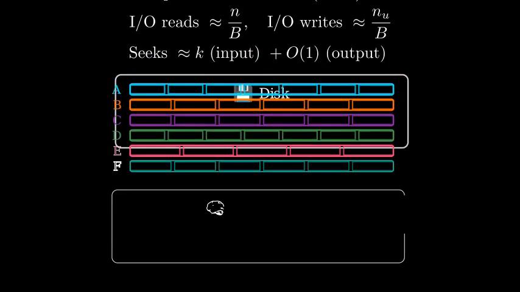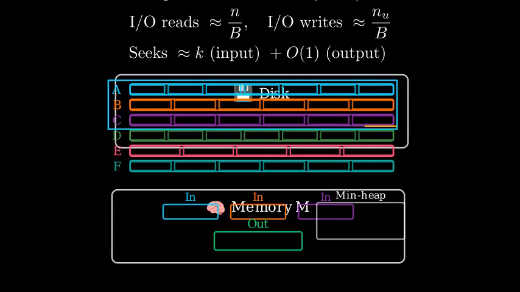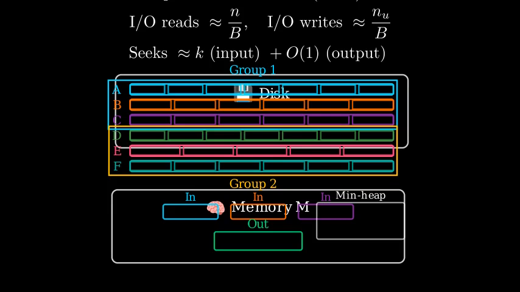If k is too large, so that M cannot hold k plus 1 buffers, we minimize seeks with 2 streaming passes. First pass. Partition arrays into groups of at most M over B minus 1 inputs per group. Merge each group sequentially to produce a deduplicated temporary run. Second pass. Merge the G temporary runs with the same method to produce the final union.